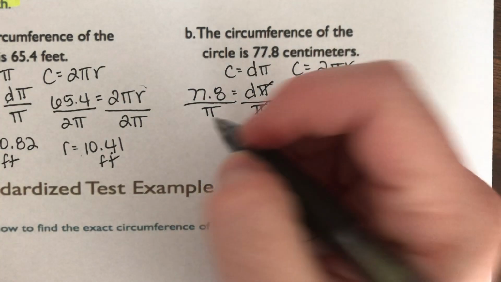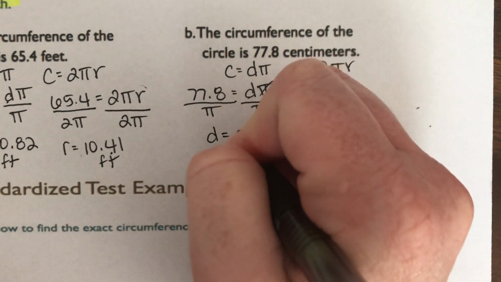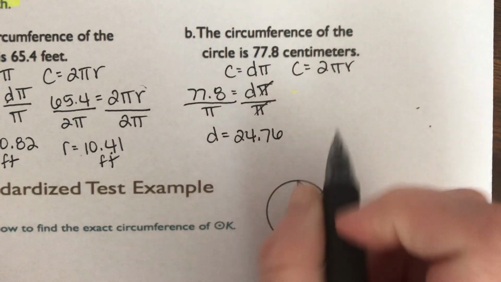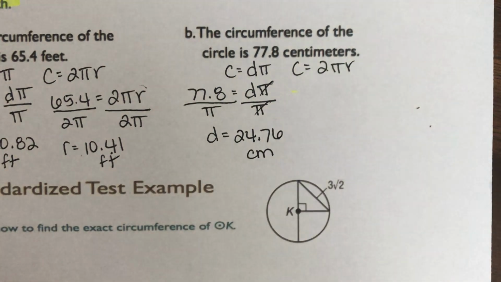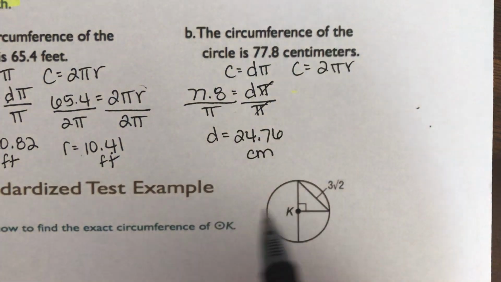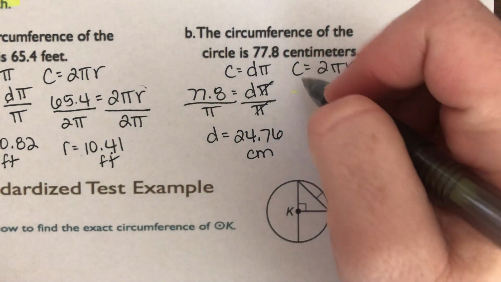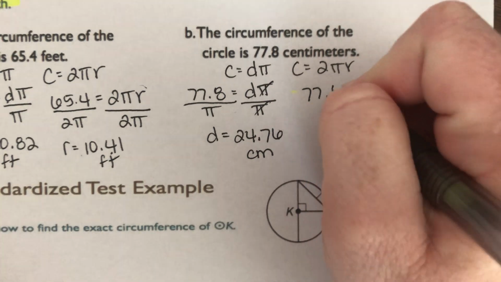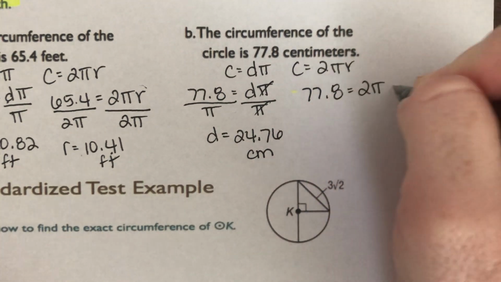24.76. About 24.76, and that's in centimeters. Okay, and then for radius, you technically could just divide this by 2 and you get the radius, but I just want to make sure I'm doing it right. So I'm going to put 77.8 equals 2 pi r.